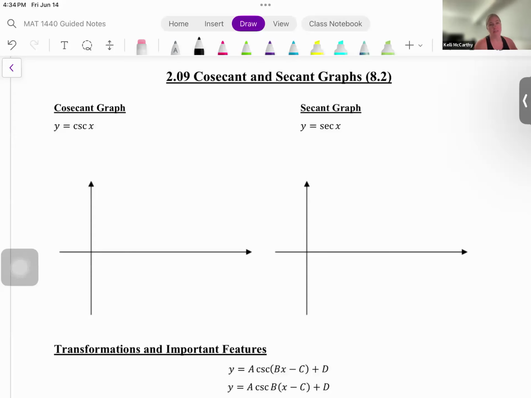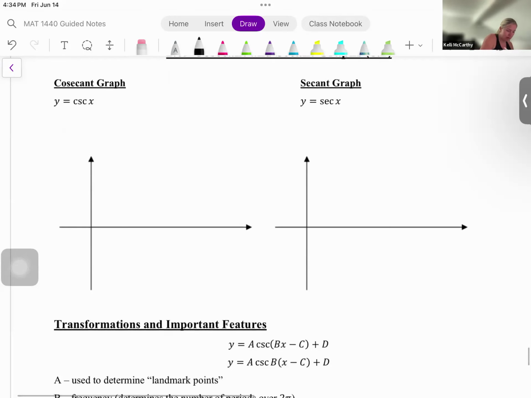In this video, we're going to look at the graphs of cosecant and secant. For the cosecant graph, y equals cosecant x, it's important to remember that cosecant is the reciprocal of sine, so this is 1 over sine of x. Since it's related to sine, our period is 2 pi. And it's undefined when sine of x equals 0. When our functions are undefined, that's when we're going to see those vertical asymptotes.